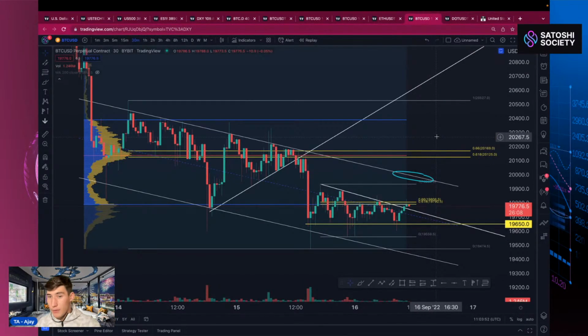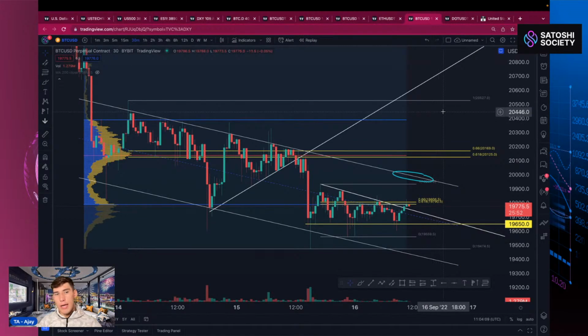So if we broke above it, used it as support, get a nice bounce, then we could come up to this value area high back here. As you can see, it's been previous resistance here. So I'll be looking at taking some profits there as well. And then the final profit taking would be at the very top of the channel here as well.